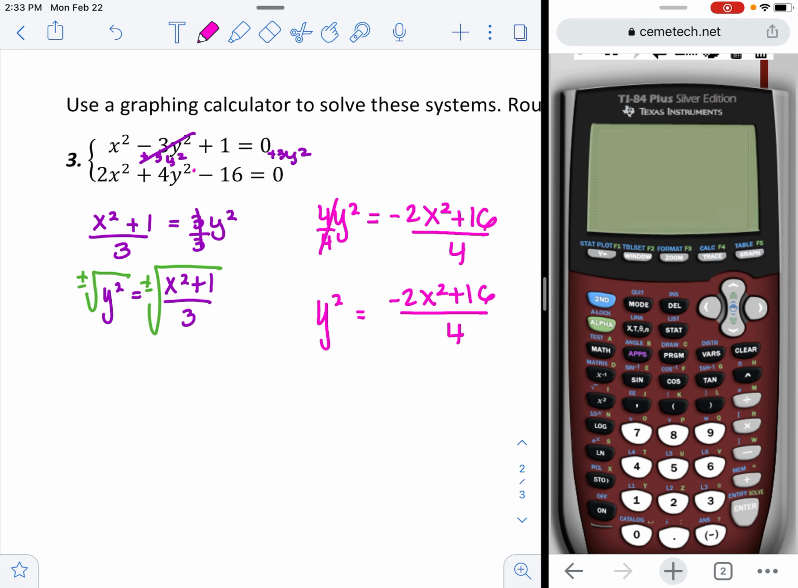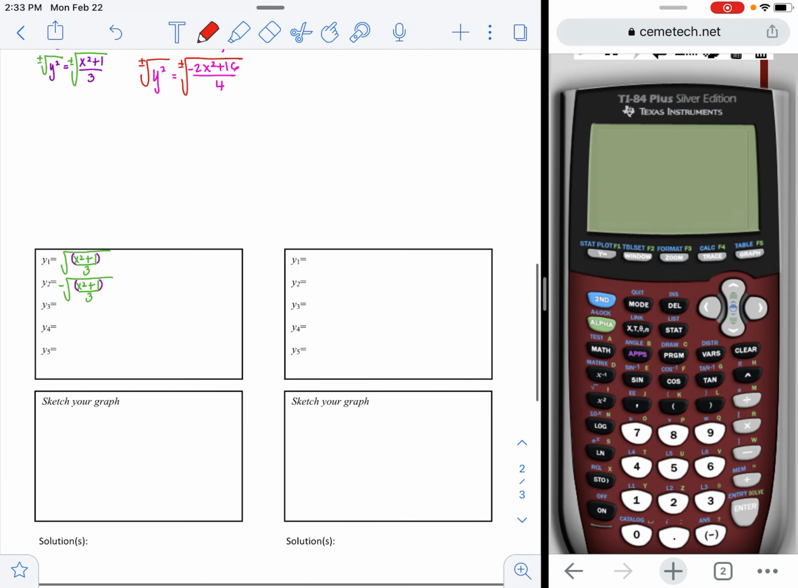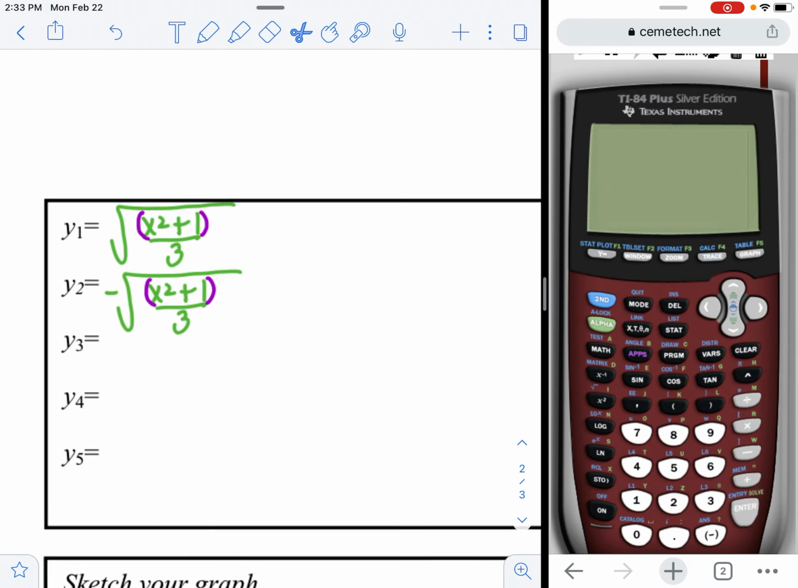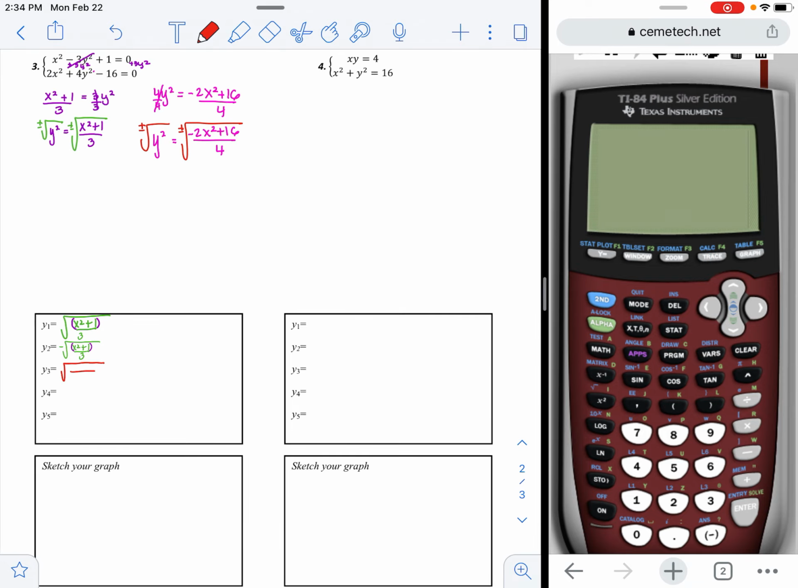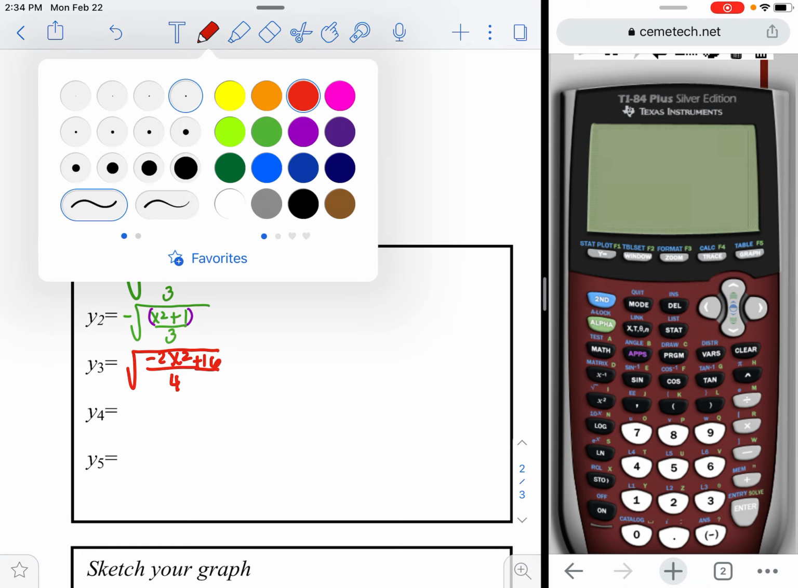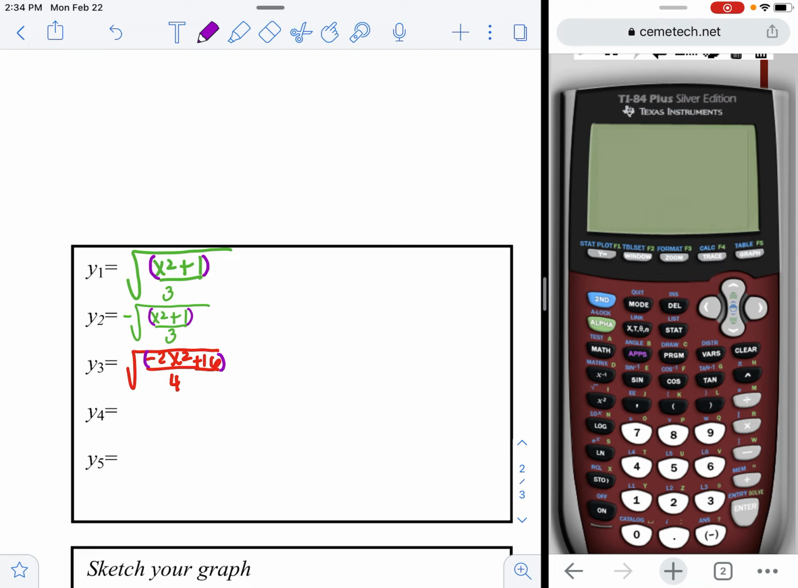All right, divide both sides by 4. And now you have to square root to get y by itself. So I'm going to square root plus or minus. Don't forget positive, negative. So now I have two more equations that I have to put in my calculator. I have, ooh, hold on, I got an idea. Watch this. Let's see. I'm just going to pinch it to make it smaller. There we go. Okay. All right, I have square root of, and then this is negative 2x squared plus 16 over 4.